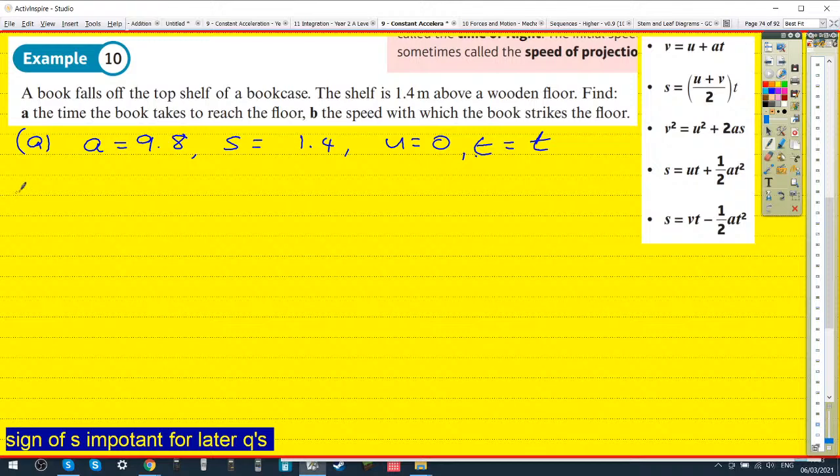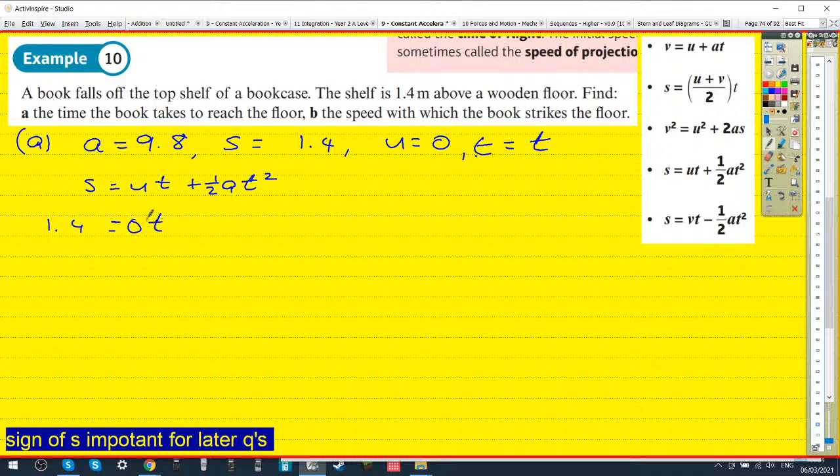So you could do v squared equals u squared plus 2as. I believe it would have to be s equals ut plus a half at squared. We have u, not v. Oh yeah. Okay, so it'd be 1.4 equals 0 plus, because u, which is 0, u times t is 0, right?